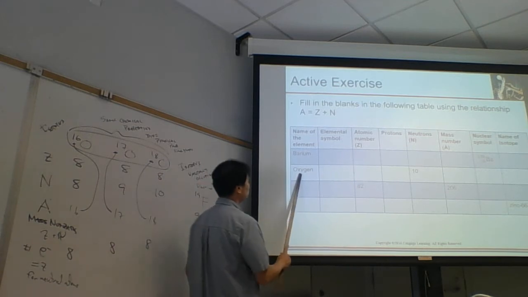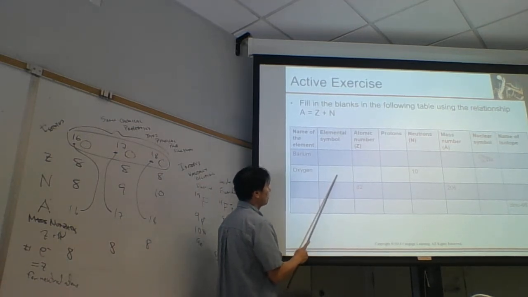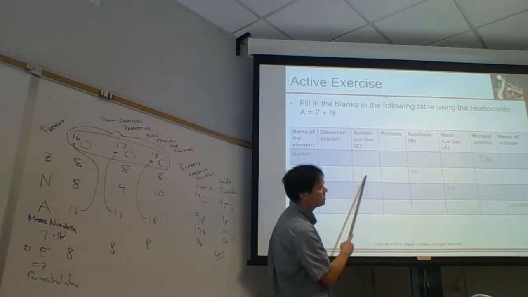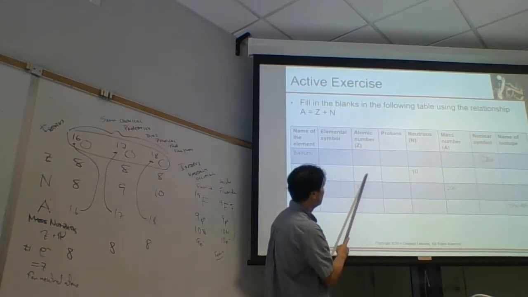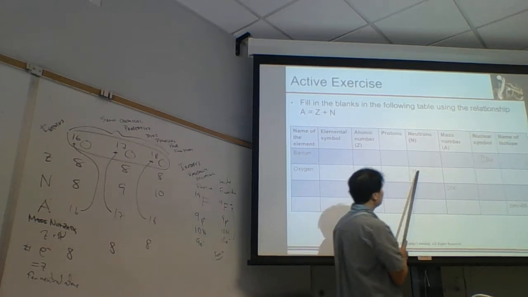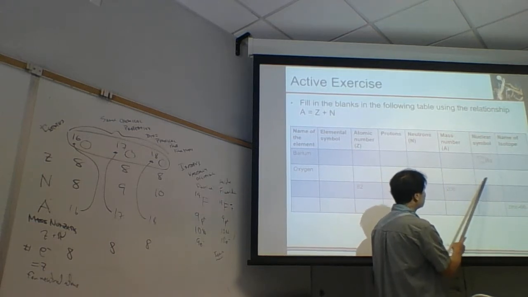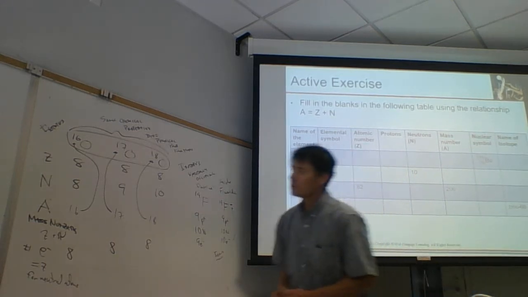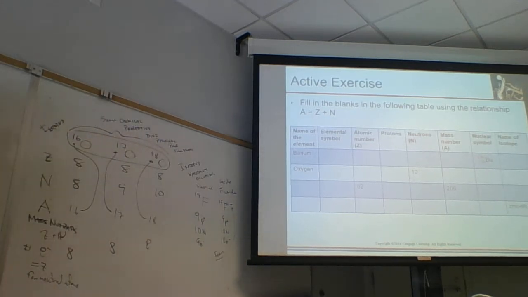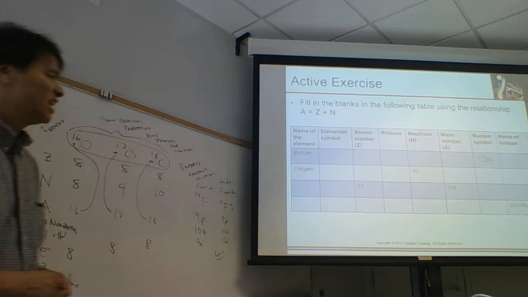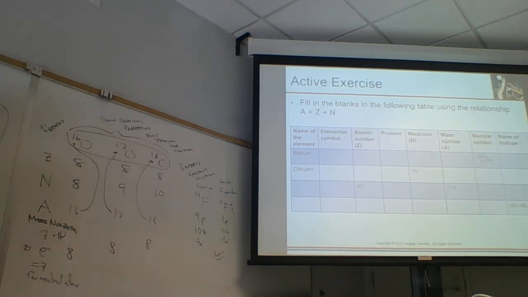This is oxygen. Elemental symbol. Atomic number: oxygen is number 8. Number of protons? 8. If we have 10 neutrons, then what's the mass number? 18. And so what's the nuclear symbol? The nuclear symbol is going to be oxygen. You see, this is the nuclear symbol there. The only thing I'm missing is the 8 here. But the 8 is not necessary because oxygen is element number 8. So this would be the complete nuclear symbol.